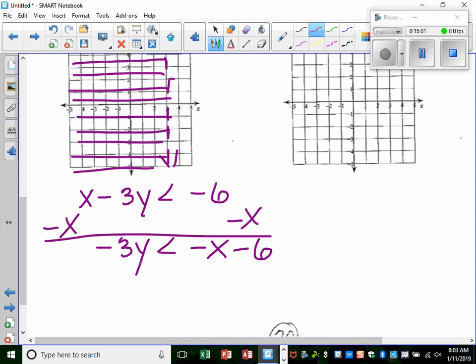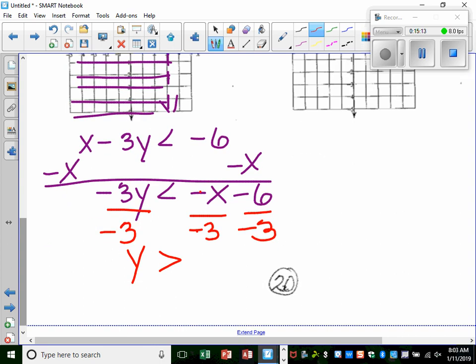Okay, what happens when you divide by a negative? Remember when we did inequalities? Right, you have to reverse the symbol. And a negative divided by a negative, now that becomes a positive 1/3 x. Because remember, there's like an invisible 1 here. And a negative divided by a negative makes that a positive 2. So this is what we're graphing. Y is greater than 1/3 x plus 2.